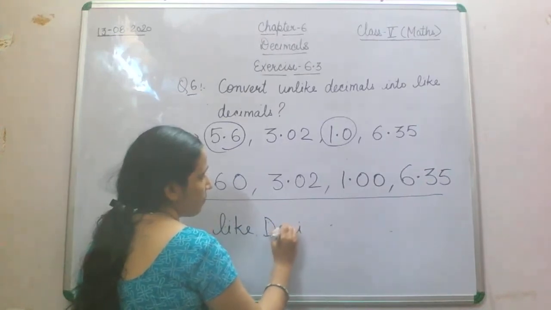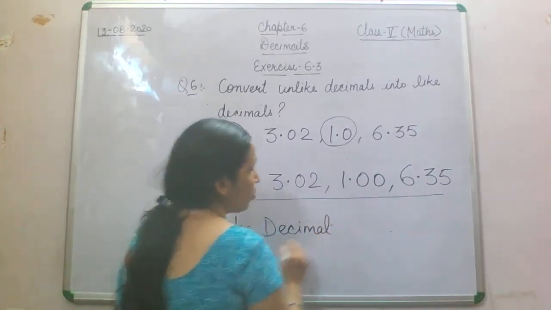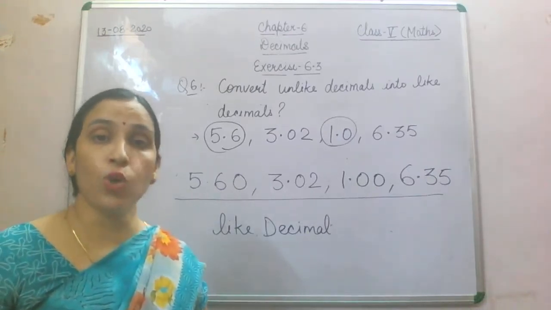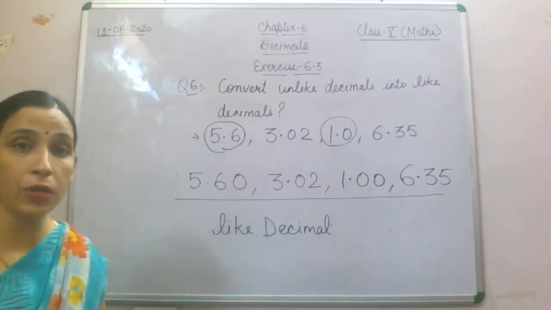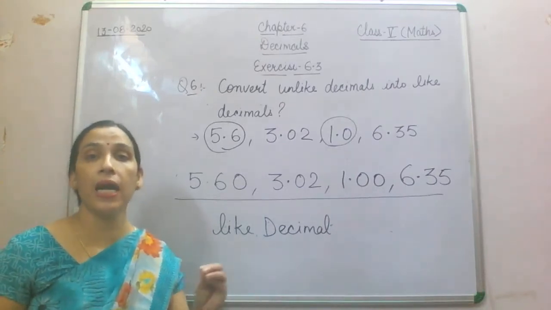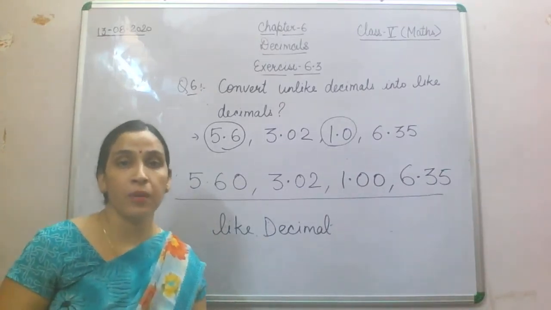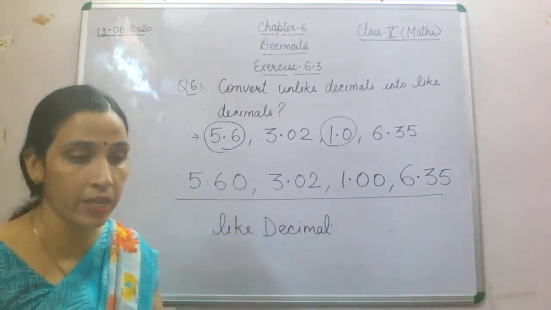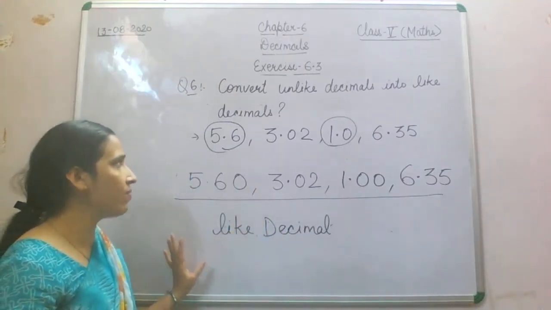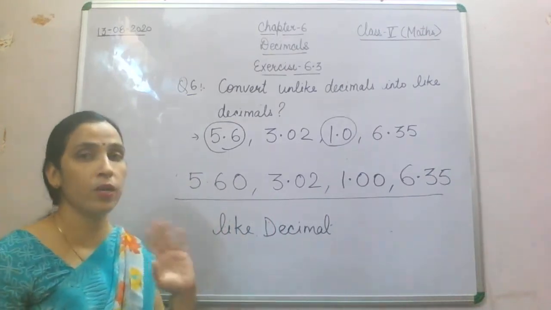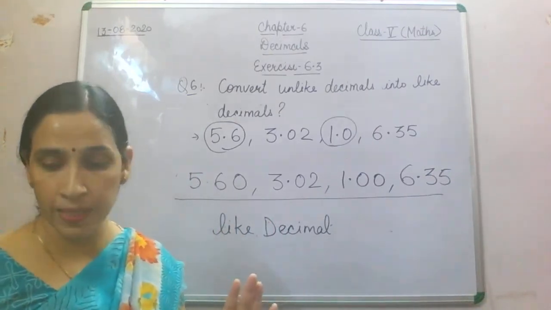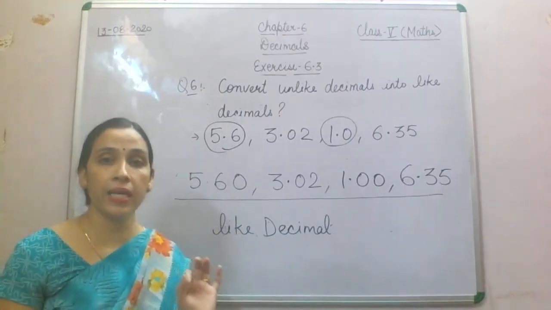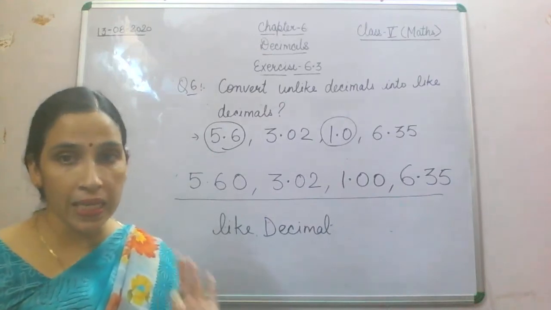It is very important to understand this concept, because if this concept is not understood, then you won't be able to do addition and subtraction properly, because whenever you have fewer decimal places, they must be arranged. So in this we have done how to convert unlike decimals into like decimals. I hope the concept of like and unlike decimals will be clear to all.